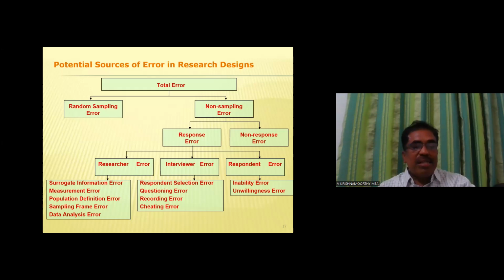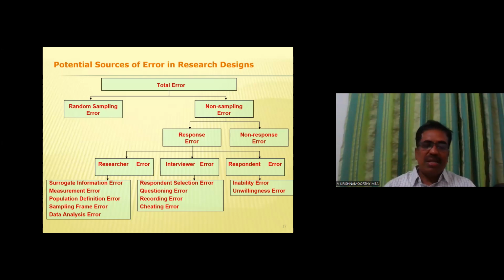First one is, for example, surrogate information error. What does that mean? I don't know the information, I don't know what information I am supposed to need. In such circumstances, there will be an error. Second one is measurement error. I don't know how to prepare a questionnaire. Whatever ideas come to my mind, sometimes I am loving my idea, I simply formulate a questionnaire and distribute it to the respondents. That will be measurement error.